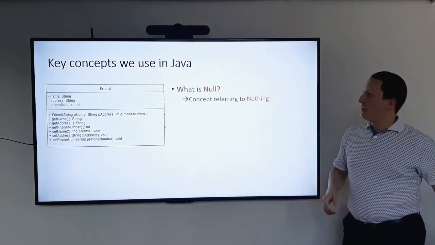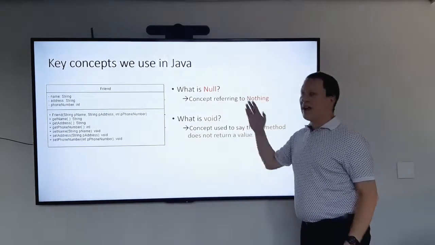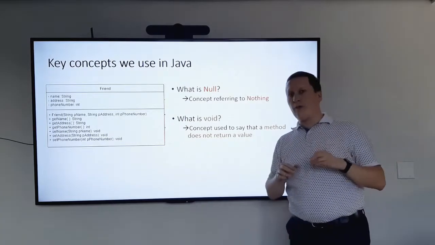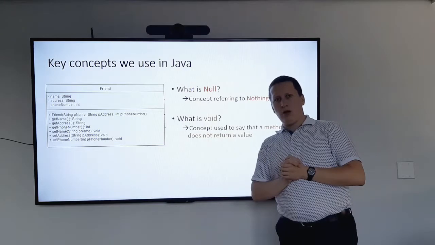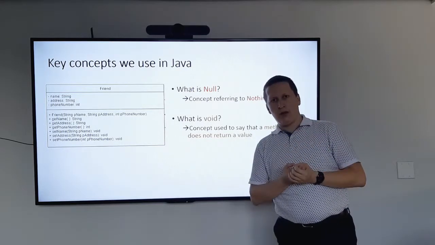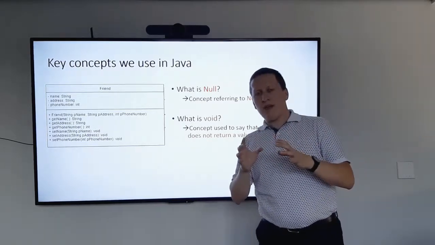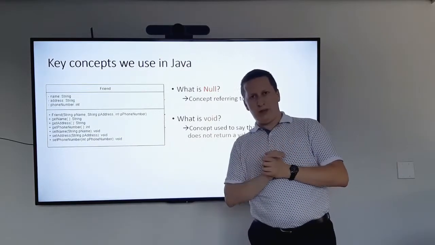Let's see what key concepts are generally used in Java. The first one is null. When we say null, we're referring to nothing. We're referring to a space in memory that doesn't have any kind of value. It is better to just think of it as nothing. So when we have null, what we're saying is that in memory there's no reference to what you're looking for. As simple as that.